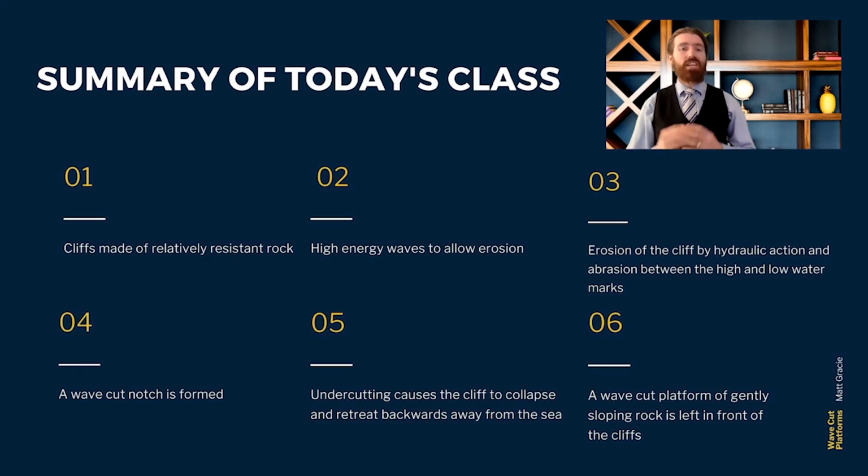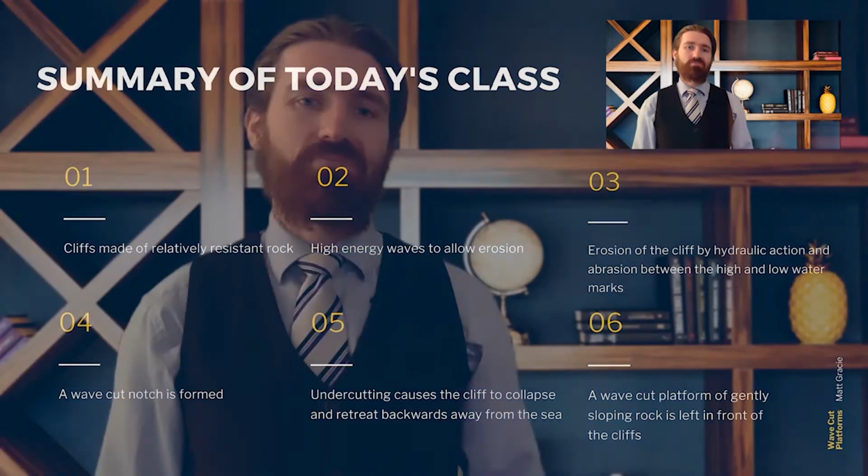We've seen that we needed the right geology and a high energy coastline. And once that happens, we get erosion at the base of the cliff that causes that wave cut notch to form. The wave cut notch continues to grow and undercuts the cliff, and it can't hold its weight. So what we see is successive cliff collapses and the cliff receding away from the sea, moving away from the sea. And as it collapses and moves back, it leaves a wave-cut platform.